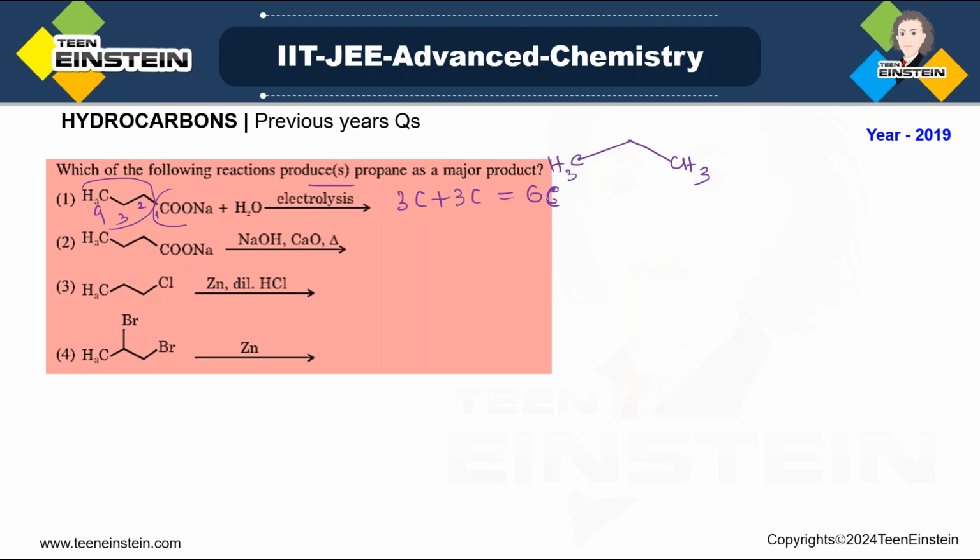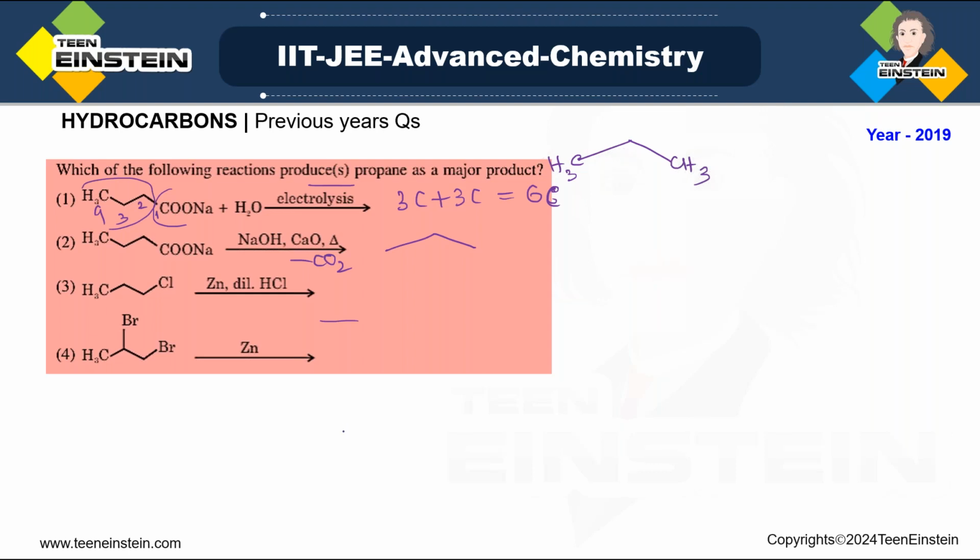But this is hexane. It is not correct. Then option 2, NaOH in presence of calcium oxide, heat. Now this is soda lime reagent, and the purpose of using soda lime reagent is that it helps in decarboxylation. So in this case, basically you will get propane because here simply CO2 is removed and soda lime helps in decarboxylation, decarboxylating agent basically.